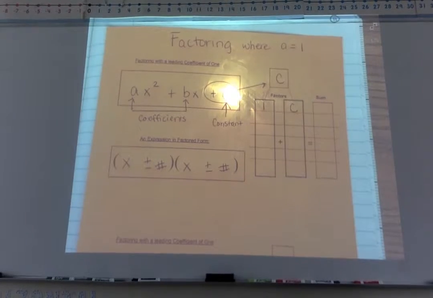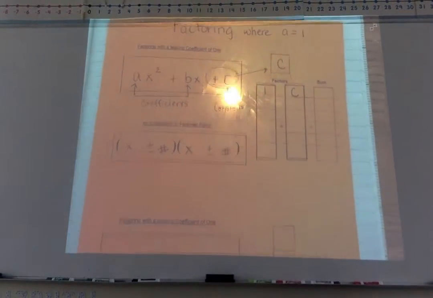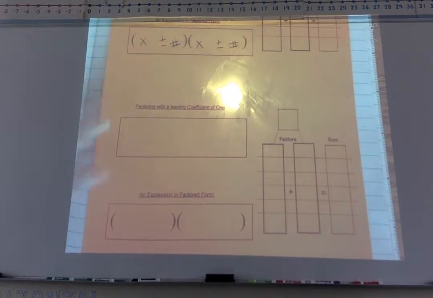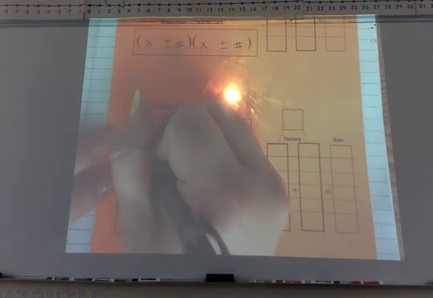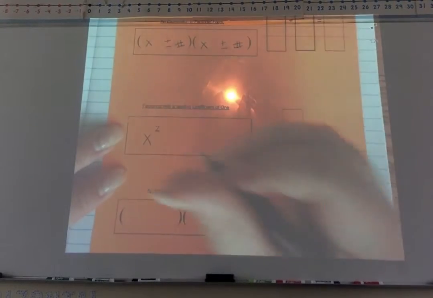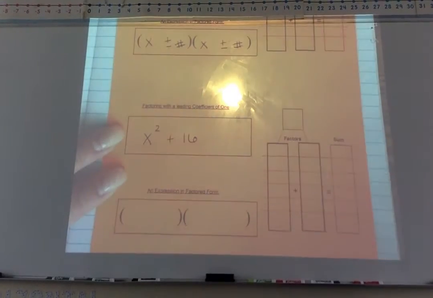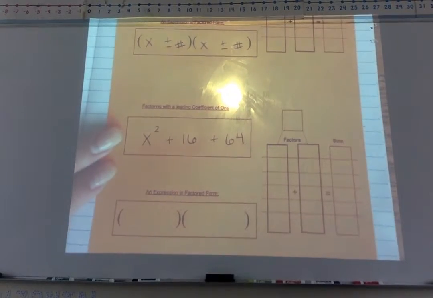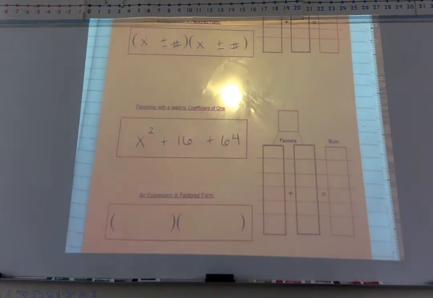All right. So let's do an actual example now. So I'm going to scroll down, and we're going to do a problem with the example x squared plus 16x plus 64. So there's our trinomial that we want to factor.